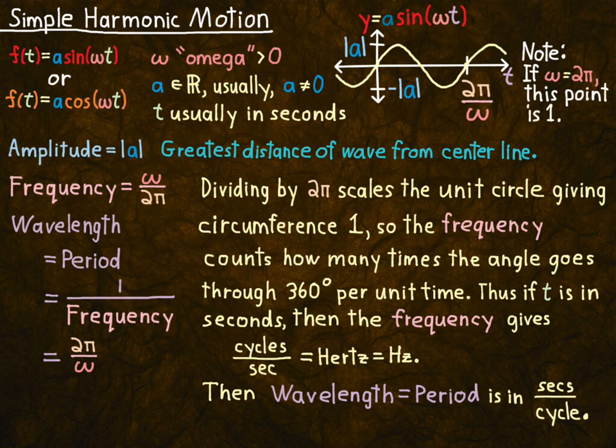Notice that if omega is 2 pi, which happens sometimes, you'll have a sine 2 pi t. Then this point is 1, which makes the wavelength 1, which is kind of nice. You might see that at some point.